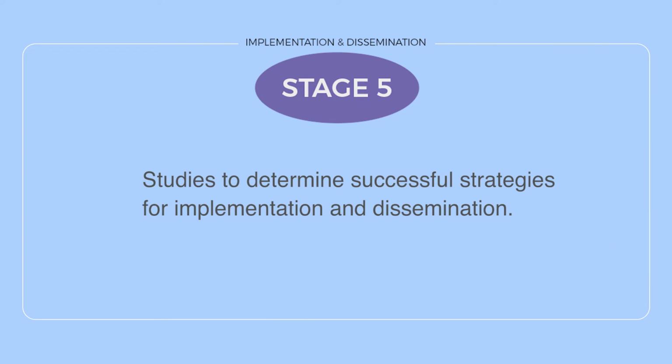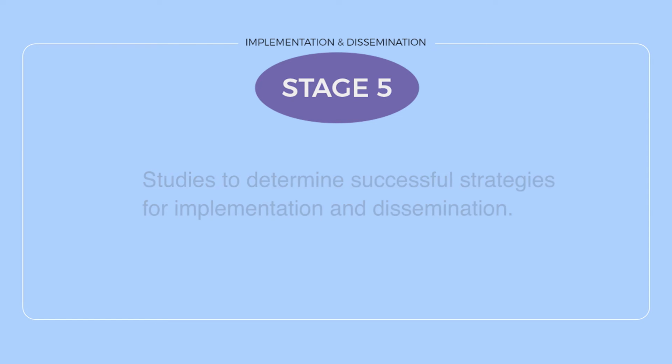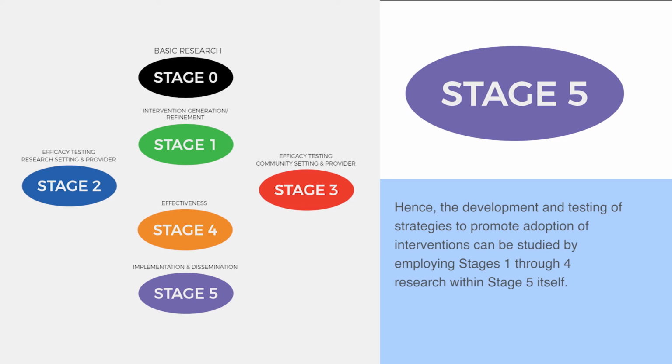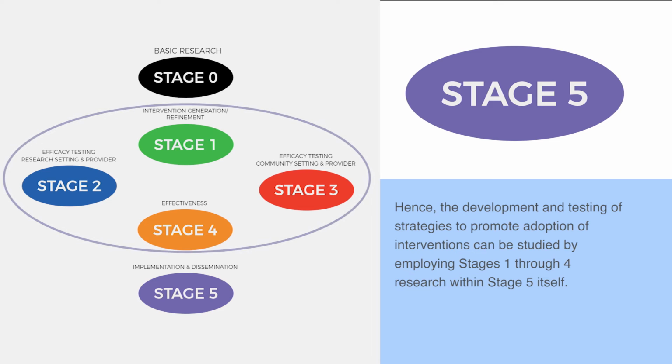Stage 5. Studies to determine successful strategies for implementation and dissemination. Stage 5 is where research on implementation and dissemination occurs. It is where strategies for the successful implementation and dissemination of interventions are developed and tested. Such strategies are typically behavioral interventions in and of themselves. Hence, the development and testing of strategies to promote adoption of interventions can be studied by employing Stages 1 through 4 research within Stage 5 itself.